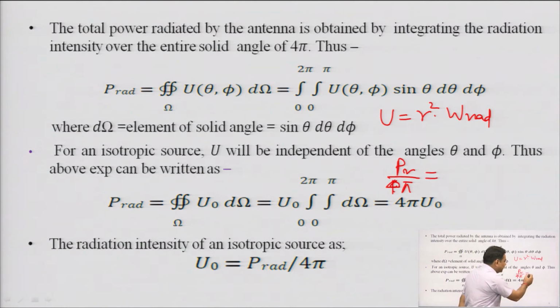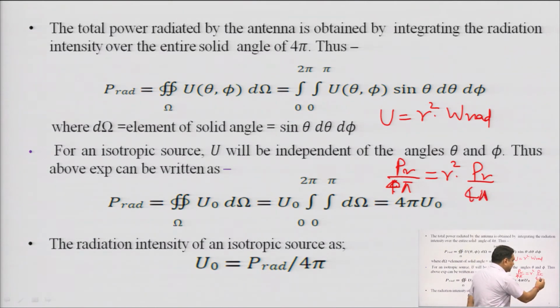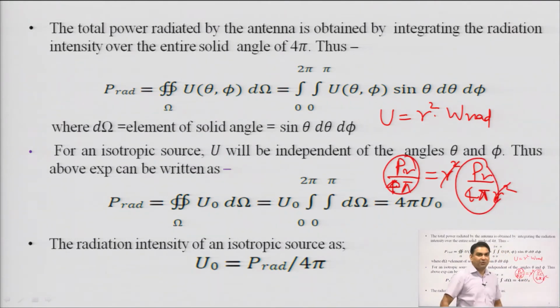In the same way, we can say that r square into W rad means power per unit surface area, that is, the total power, the same P r, upon the total surface area, which is 4 pi r square. This r square cancels and we get the same term P r upon 4 pi. This is the basic derivation of this particular formula. You can understand it from here.